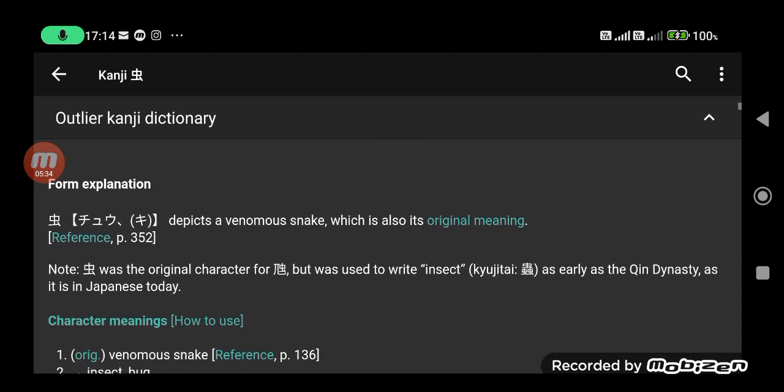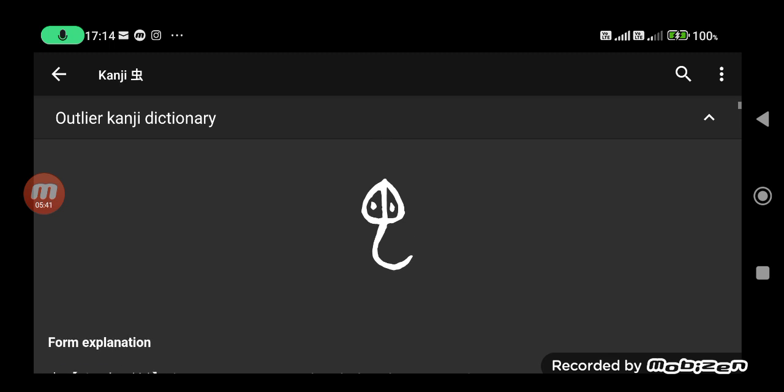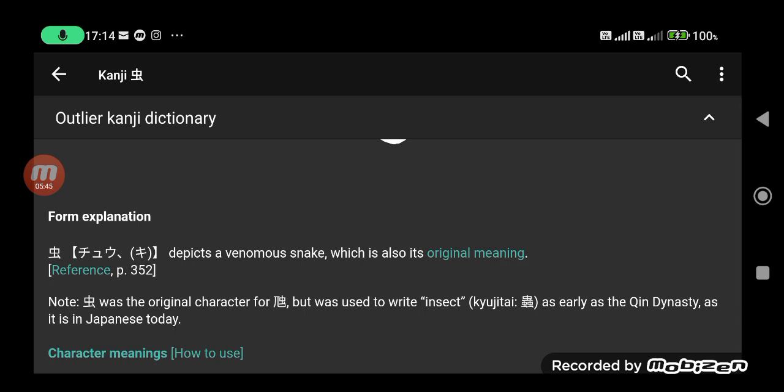So let's have the form explanation. Chu depicts a venomous snake. So this is a venomous snake. It depicts a venomous snake, which is also its original meaning.